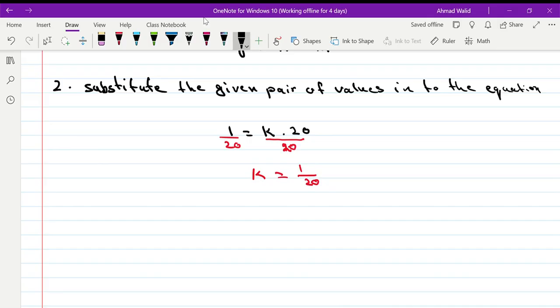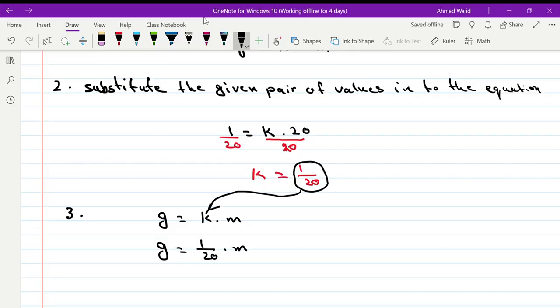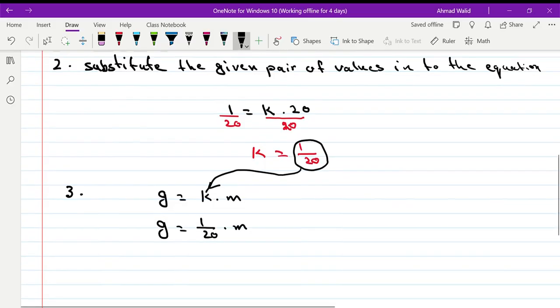Step 3. In step 3, replace K in the first equation that you found. Your first equation was G equal K times M. Replace the value of K in this equation. Then you can write G equals 1 over 20 times m. That's your step 3.